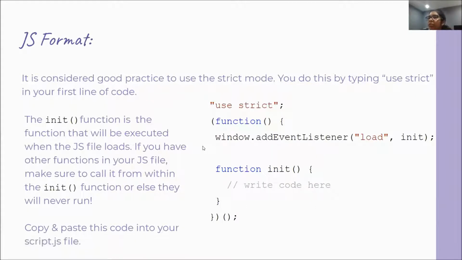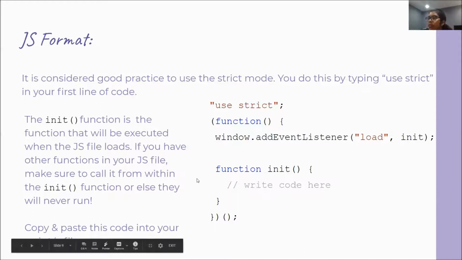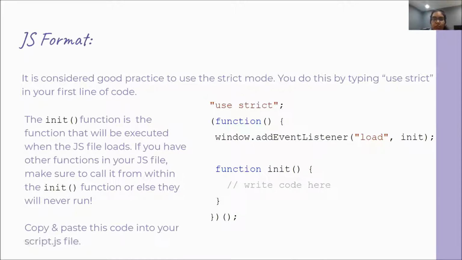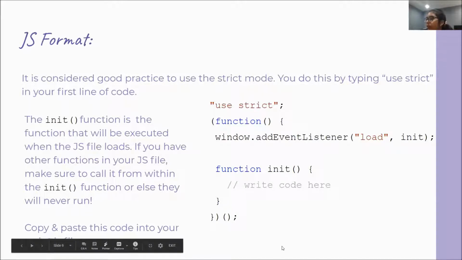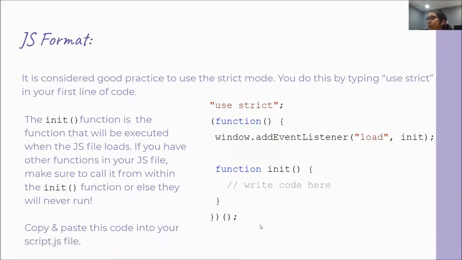So if we're actually going to start writing JavaScript code, the first thing you need to do is make sure that you have this code copied into your script.js file. You can find this on the slides that are linked in the reference doc that has all of the links for each day. If you can just copy paste all of this code into your script.js file, it's a great template to have.